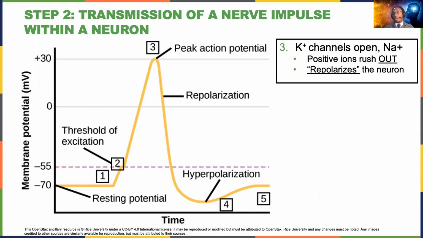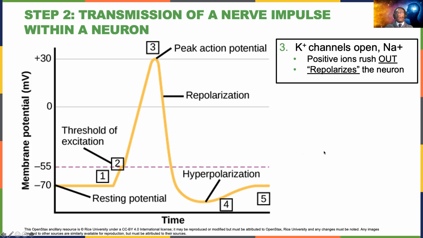So remember that potassium is highly concentrated on the inside of the neuron, and so when potassium channels open, the positive potassium ions rush out of the cell down their concentration gradient, and make it so that the inside of the cell becomes more negative. So here, sodium channels are open, and the inside of the cell is becoming more and more positive. And then here, potassium channels open, so positive ions rush out, and it becomes more and more negative.